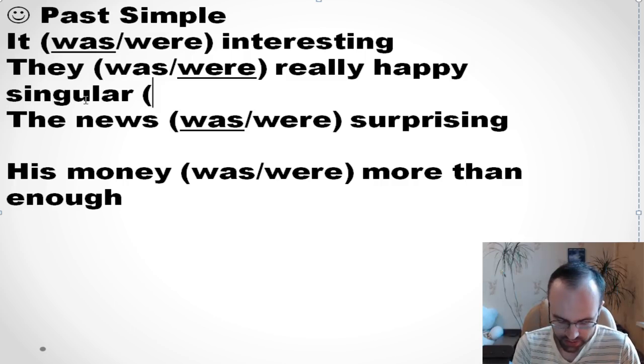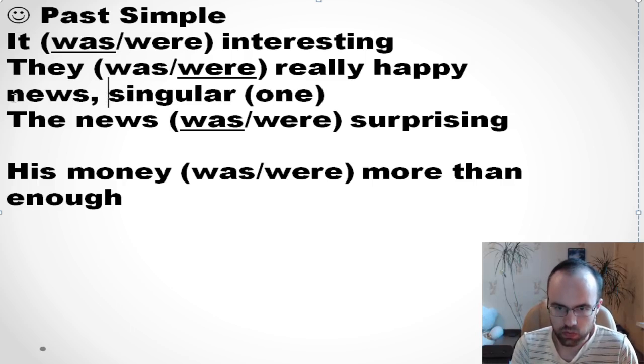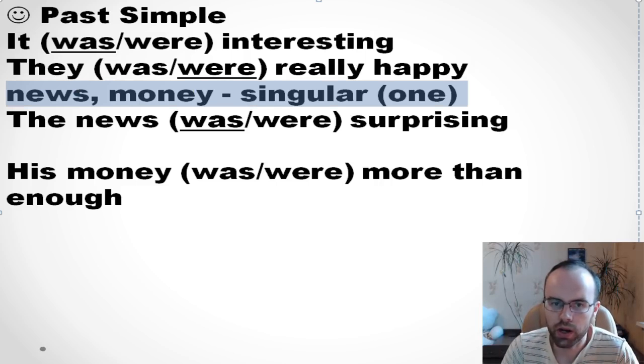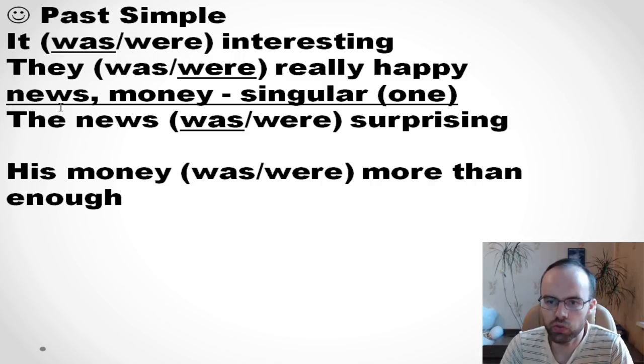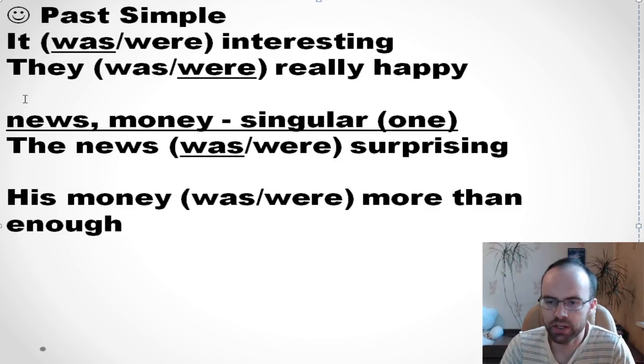So such words as news and money, it's singular in English, so it's one, and you need to use was, right? You see it here. So news was, money was. Yeah, absolutely correct. So his money was more than enough, right?